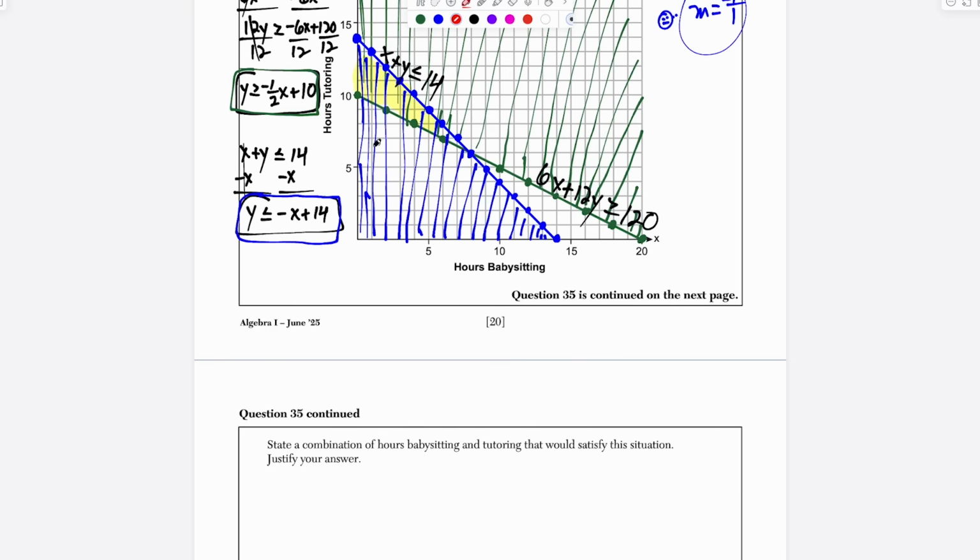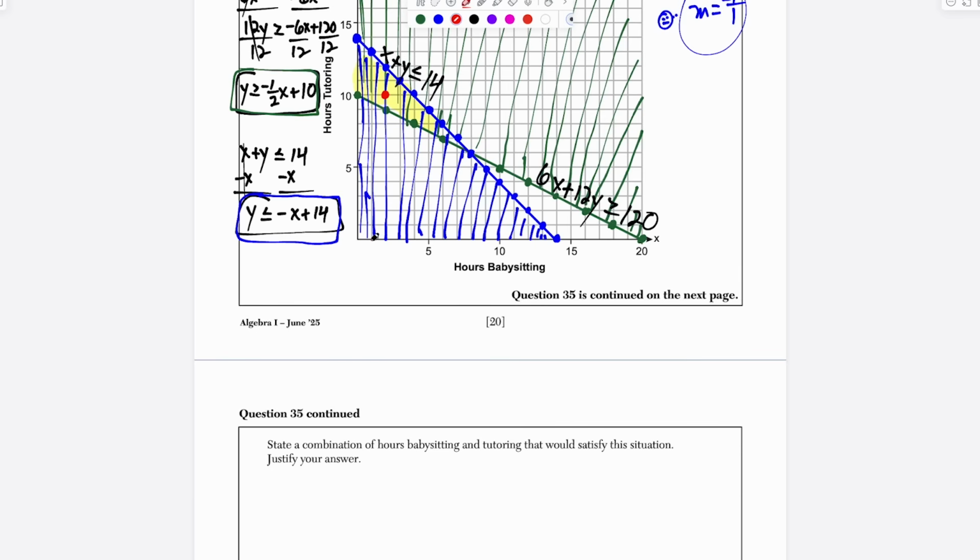So for this one, I pointed out before that we were interested in the overlap of the regions here. And we could pick a point here in this space, and that would be a combination of hours babysitting and tutoring that would satisfy the situation. So let's say I pick this point over here. This is nice and in the middle of that space.